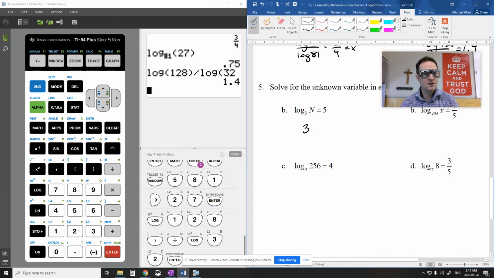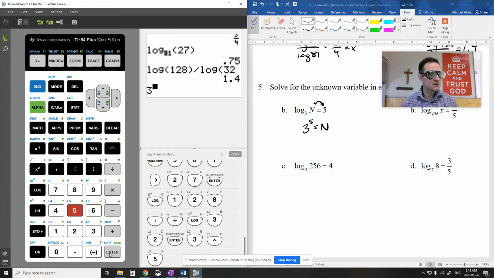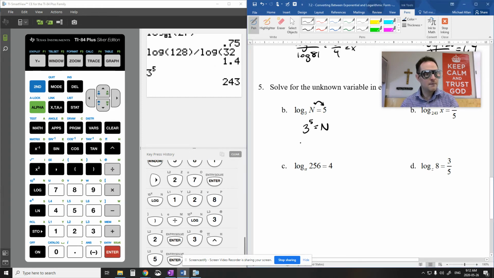So it would be 3 to the power of 5 is equal to n. So these guys are going to switch their spots. And 3 to the power of 5, I think we did this already, is 240. Yeah, 243. This one's going to be a to the power of 4 is equal to 256. So these guys are going to switch. But now to figure out this one, we're going to take the 4th root.